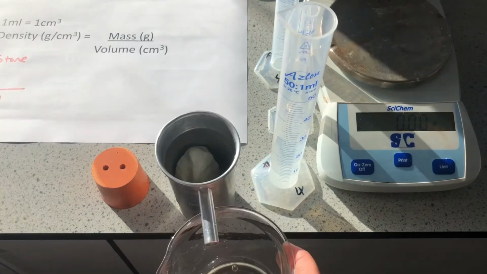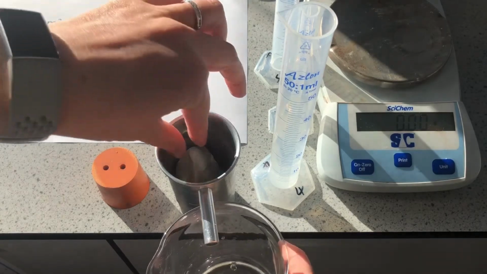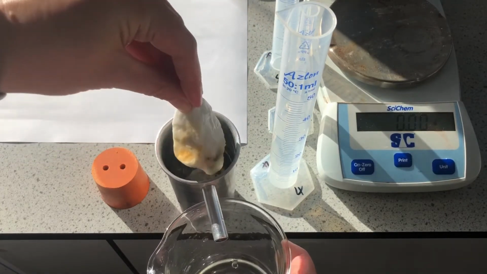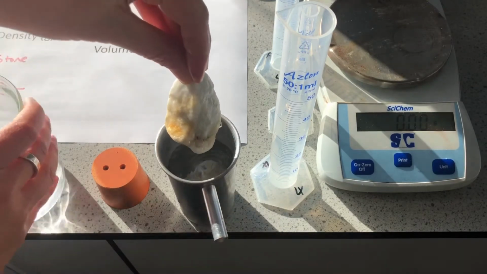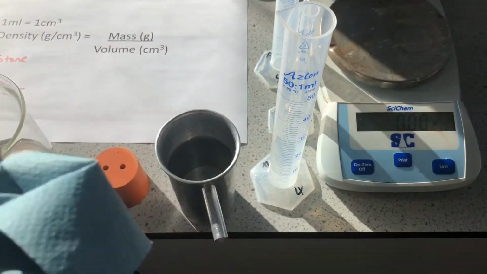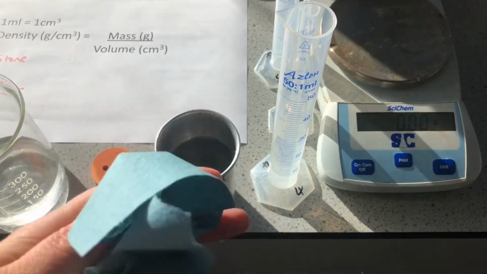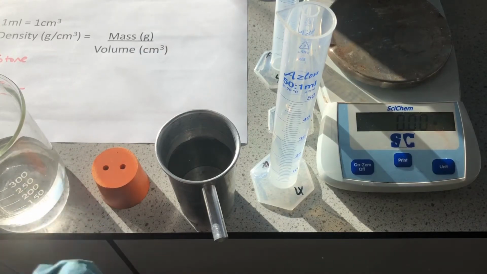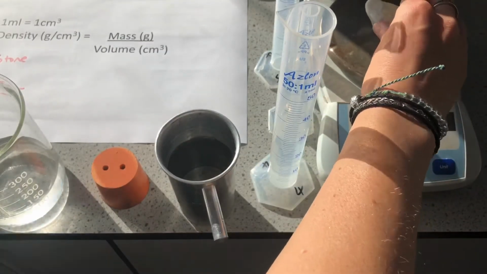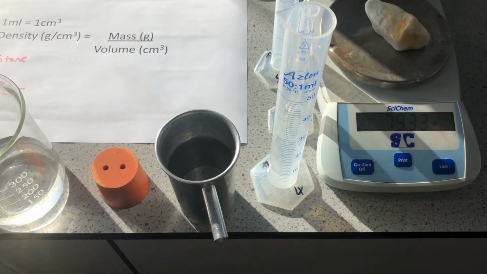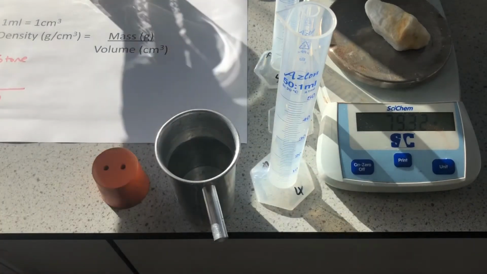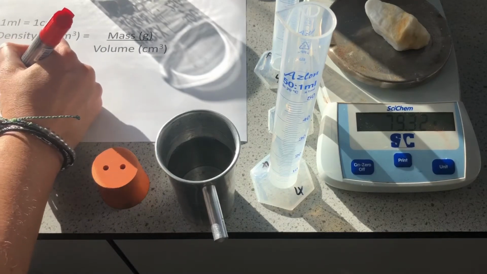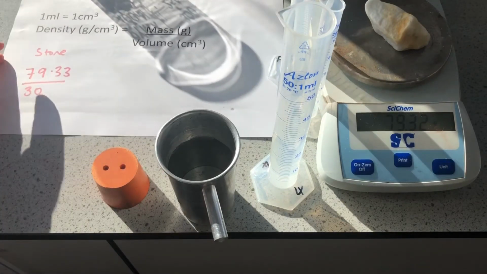Okay. So I now need to take the stone out of the Eureka can, which obviously putting my fingers in means I'm going to spill some more water. So I've got my beaker there to collect it, and then dry that stone off with a paper towel. And give it a weigh. Okay. And that is 79.33. Okay, so use my calculator.